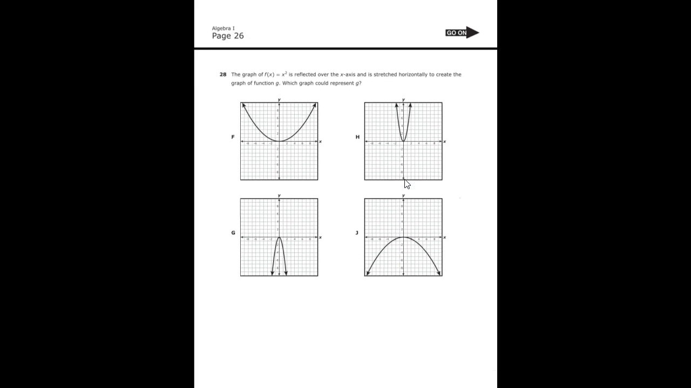Number 28. The graph of f of x equal to x squared is reflected over the x-axis and is stretched horizontally to create the graph of function g. Which graph would represent g? First of all, it's reflected over the x-axis, so it's going to be at the bottom here. And then it says it is stretched horizontally.